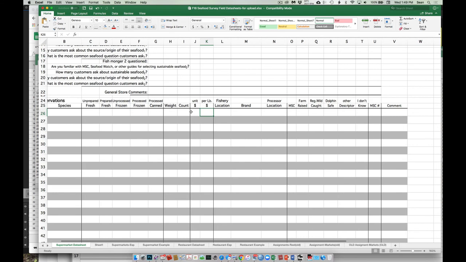So the restaurants are pretty easy to do by yourself. My strong suggestion is do the markets with a buddy, with a partner. And then I'm going to go help her do her market. Trust me, years of experience. If you partner with someone, it goes more than twice as fast as you think it would. It's way, way faster with two people.